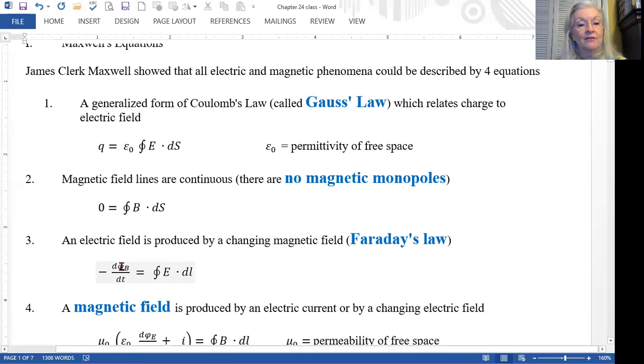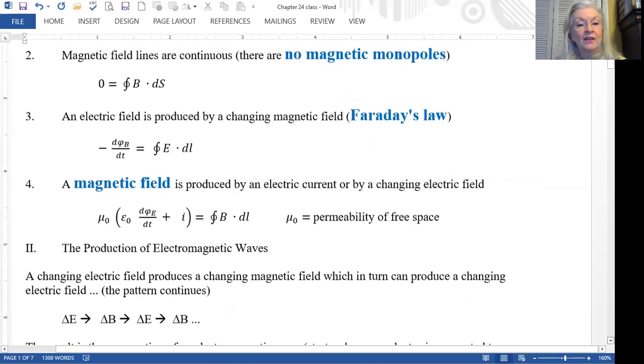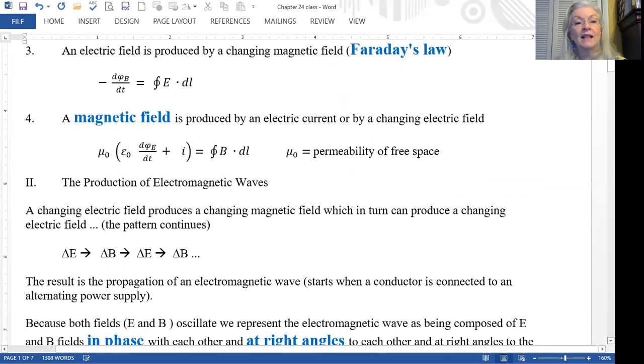And you can see phi, how the magnetic flux changes over time is equal to the electric field integrated over a specific region. And then the last equation is that the magnetic field is produced by an electric current or by a changing electric field. And you can see it's this horrible little equation. The nice thing about these equations is you're not going to have to memorize them. I just wanted you to be aware of their existence.